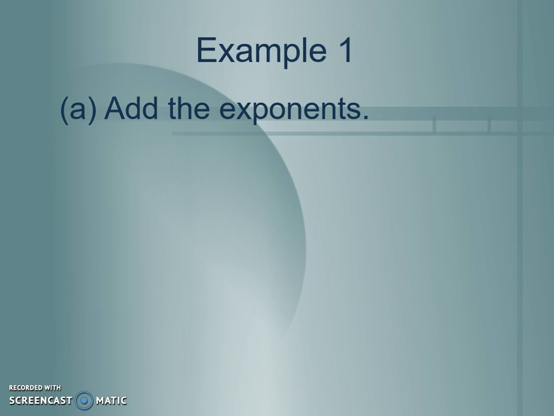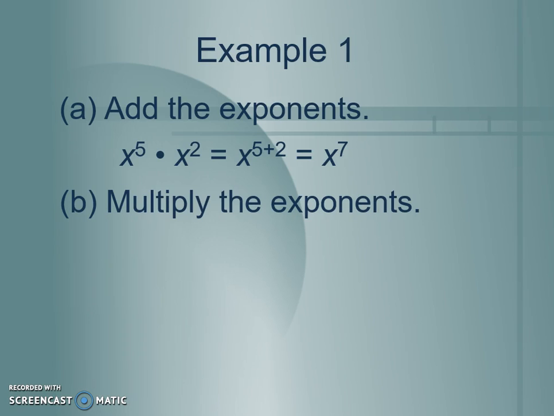In 1a, we are adding exponents. So we start out with x to the fifth times x to the second. Just like we just did in that warm-up, we're just adding the 5 and the 2 for our exponents, and we end up with x to the 7th. B says multiply the exponents, so we start out with x to the 5th taken to the second power, so we just multiply 5 times 2 and get x to the 10th power.